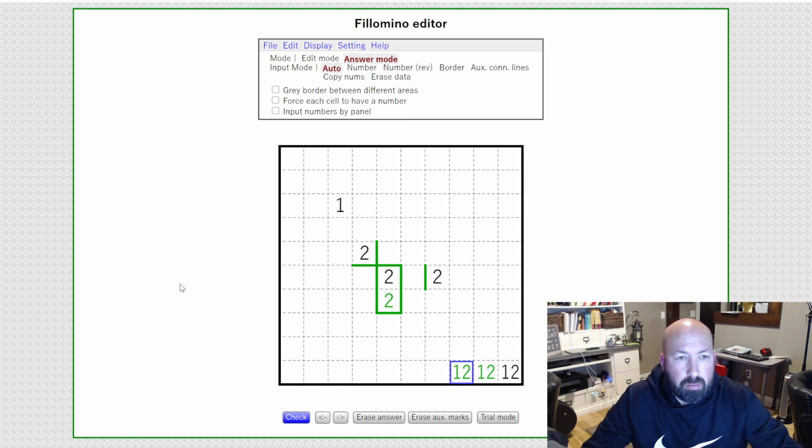All right, there's my tips for fillominos. These are kind of fun. They're kind of interesting little puzzles. You're just filling in the grid. A lot like Cave, but a lot different at the same time. So hope you enjoy, and I'll see you tomorrow.